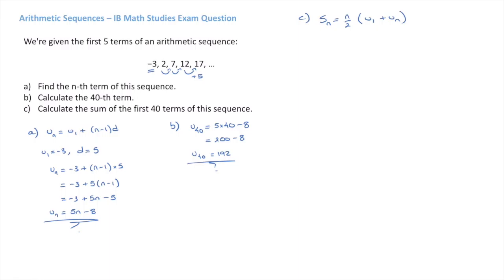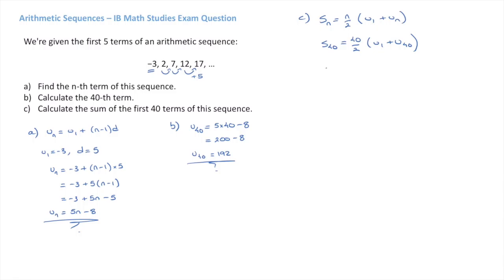And here's why we use this formula. S40, the sum of the first 40 terms, would be equal to 40 over 2 times u1 plus u40. Looking at what we need for this formula, we need u1 and u40, but we already have those. u1 is -3 and u40 we just calculated. It's 192. So all we need to do is place those values inside this formula.